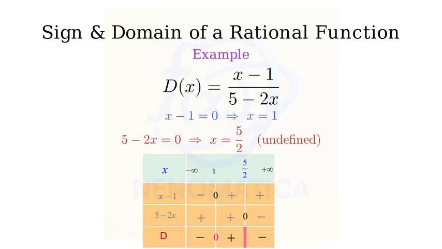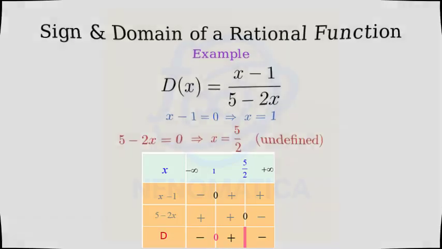Finally, combine the signs. A quotient is positive when numerator and denominator have the same sign, negative when they have opposite signs, and 0 only when the numerator is 0 while the denominator is not. At x equals 1, the numerator is 0 and the denominator is not, so D equals 0. At x equals 5 halves, the denominator is 0, so the function is undefined. We show this with a bold magenta bar at 5 halves.